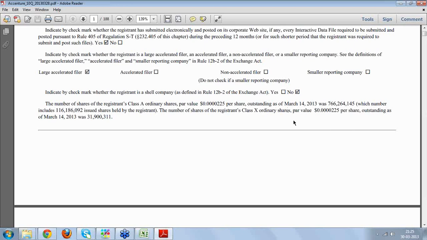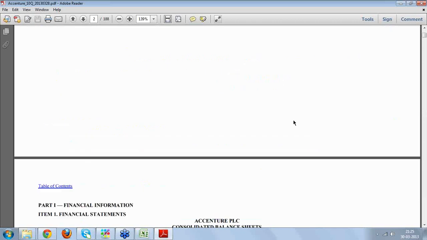I go down. Somewhere down the line they would have calculated EPS basic, EPS diluted. So let me figure out what the company is doing. So page down, I go down, I go down.